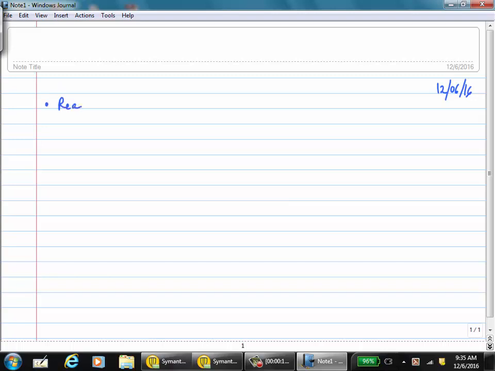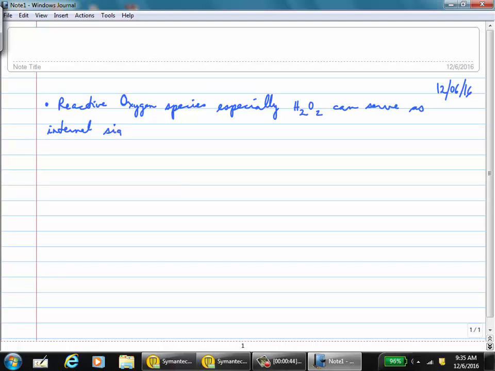Reactive oxygen species, especially hydrogen peroxide, can serve as internal signals to promote senescence.